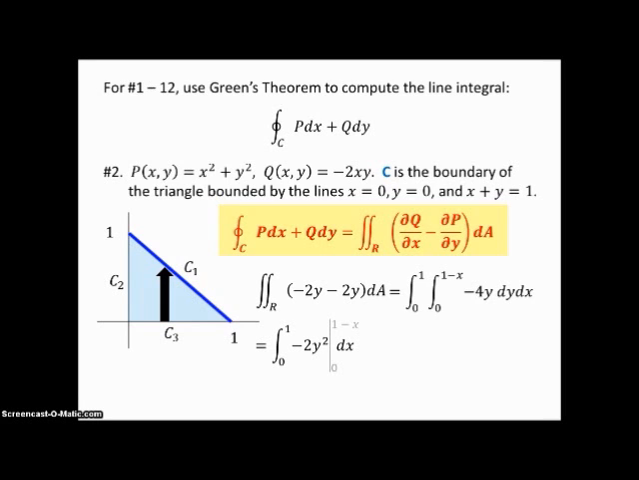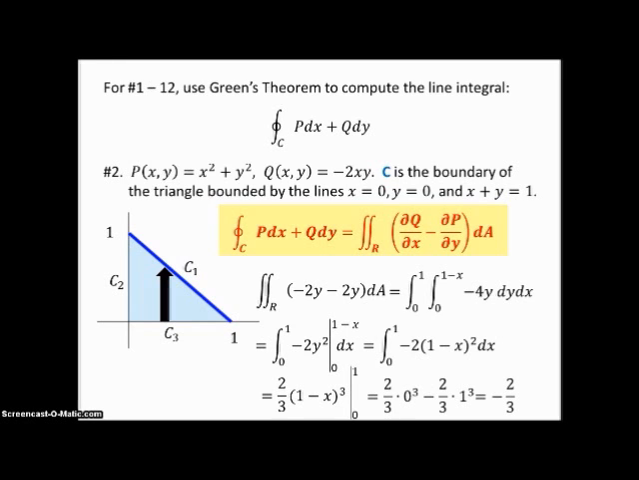Integrating with respect to y first is pretty easy: negative 2y squared, evaluated from 0 to 1 minus x. Substituting 1 minus x for y, we get negative 2 times the quantity 1 minus x, squared. You could multiply that out, or just do a backwards chain rule with a negative 1, and then you need a 1/3 to take care of the 3. That's evaluated from 0 to 1, which gives us 2/3 times 0 cubed minus 2/3 times 1 cubed, which equals negative 2/3.